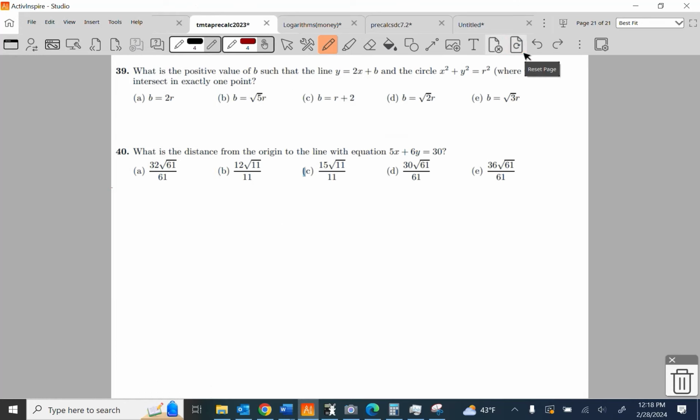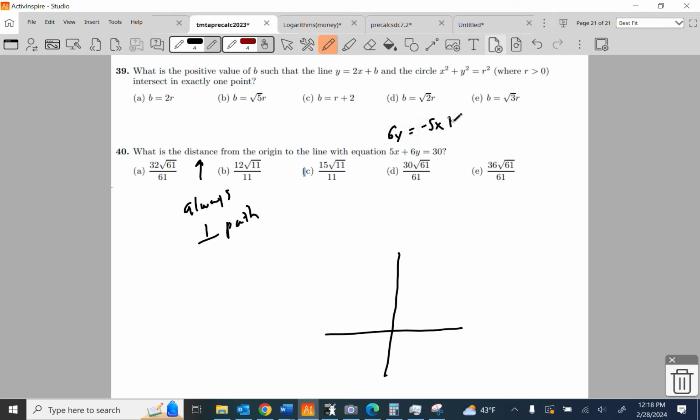All right, last one. What is the distance from the origin to the line with the equation? Now, here's the thing about distance. It's always the perpendicular path. That's the deal. Let's just do a graph for why not. If you do y equals mx plus b, this is 6y equals negative 5x plus 30. This is y equals negative 5 sixths x plus 5. So 1, 2, 3, 4, 5. And that's going to fall 5 and run 6. Just going to put you down there.